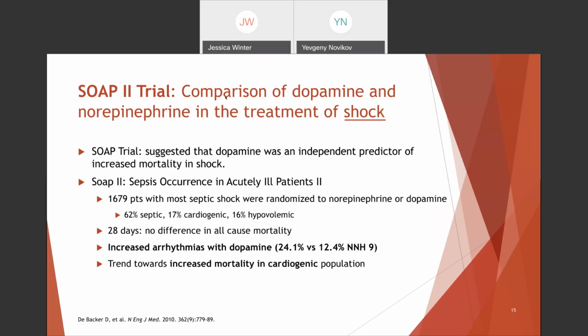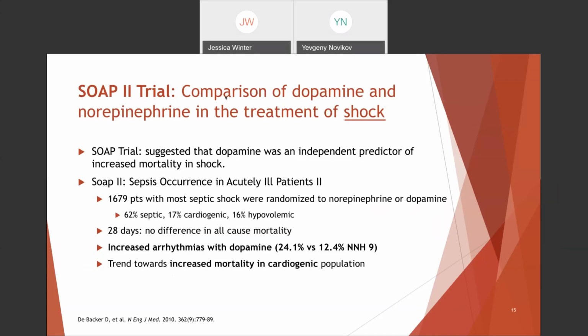They found no difference in that mortality outcome, but they did find a much higher incidence of arrhythmias with dopamine, 24% versus 12.4%, but the number needed to harm of 9. So after the SOAP2 trial, the Surviving Sepsis guidelines removed dopamine as its primary vasopressor of choice and made norepinephrine its vasopressor of choice because of the tachyarrhythmia side effect.